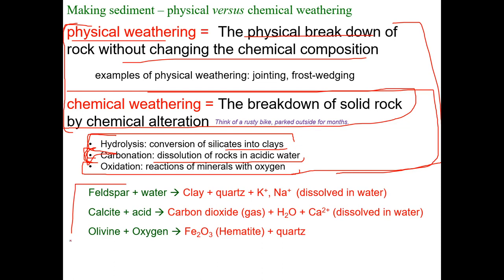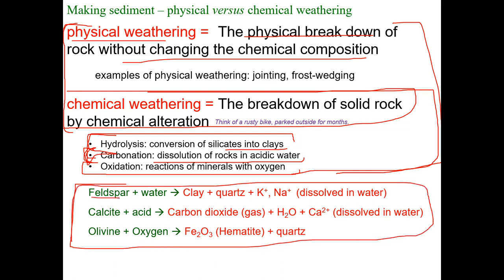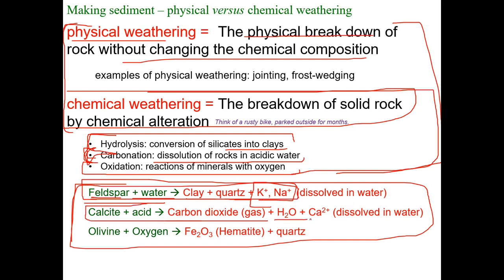So very common examples of these three chemical weathering processes: feldspar reacting with water to form clay, quartz, and either potassium or sodium ion that is dissolved in the water. Okay, I've already presented this equation to you before when I talked about clay minerals in the minerals lecture. Calcite reacting with acid forms carbon dioxide gas, H2O, and calcium dissolved in the water. And you'll notice how there's a lot of ions being dissolved in water in these reactions. Okay, so this is how ions end up in the ocean, by the way.